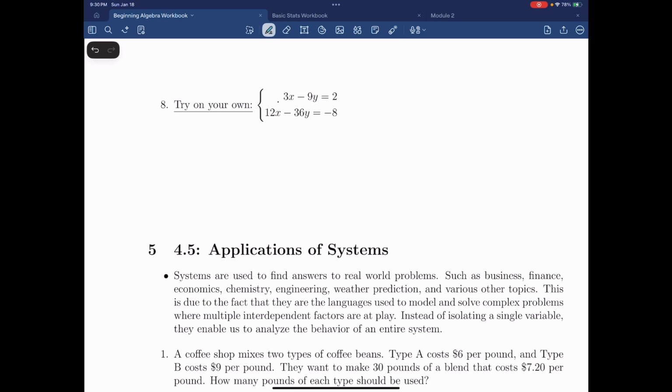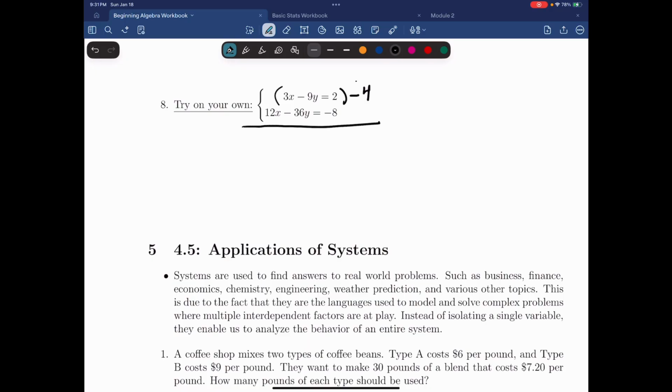So what I want to do is multiply this top equation by some negative number so that one of our variables cancels. So we're going to multiply it by a negative number. And let's say I want to cancel out the variable x. Well, to get 3 to 12, I'm going to need to multiply the top equation by 4, specifically negative 4.